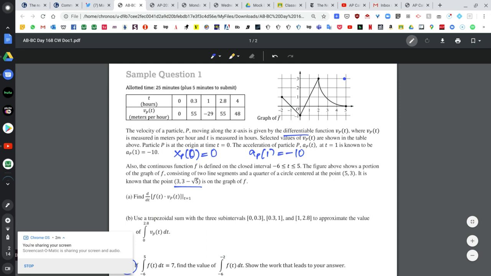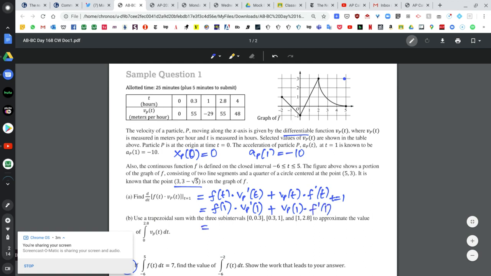Please pause the video, do A all by yourselves. It's a very basic problem. So I need to find the derivative of a product. So I can use product rule. So f of t times vp dash of t plus, product rule, vp of t times f dash of t, but evaluated at t equal to 1. So I'll plug it in. So f of 1, show that step. And then vp of 1 times f dash at 1.